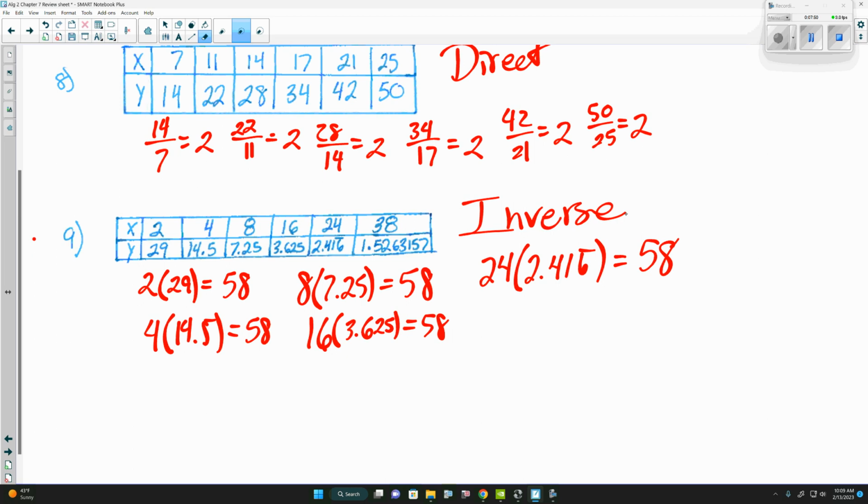Now for the ones on the test, you're not going to have to approximate, especially the last one. They're all going to be the exact values one way or the other. Any questions on 1 through 9?